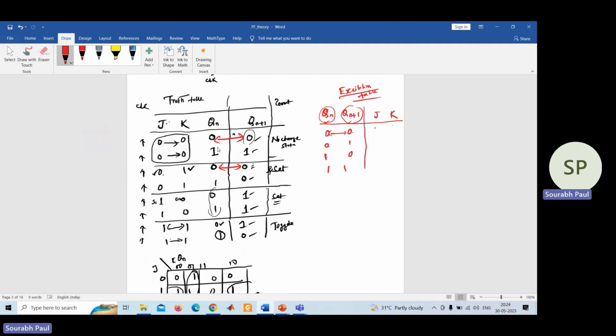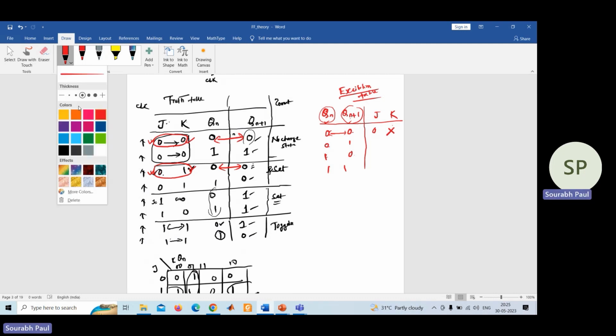Now, in each case, see the value of J and K. In this case, J equals 0, K equals 0. And in this case, J equals 0, K equals 1. From these two conditions, you can see the J value remains fixed at 0, whereas the K value is sometimes 0, sometimes 1. So what does it mean? It is not depending on the value of K, so you can consider K as don't care.